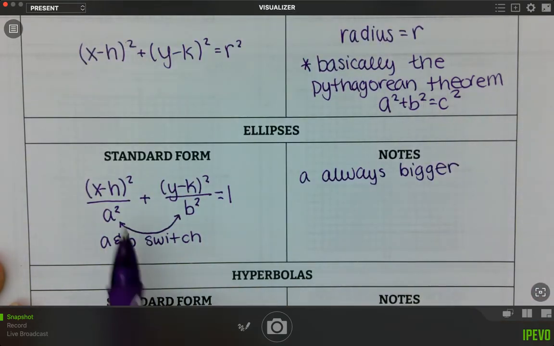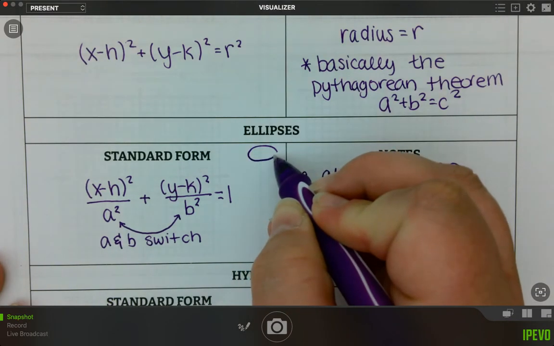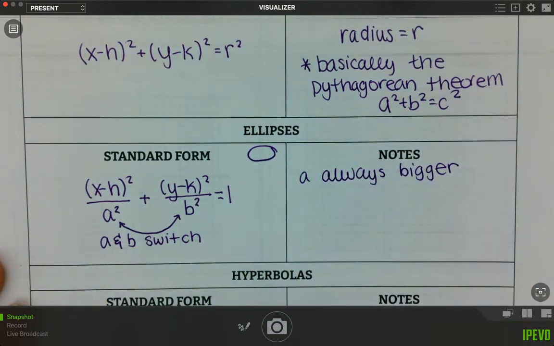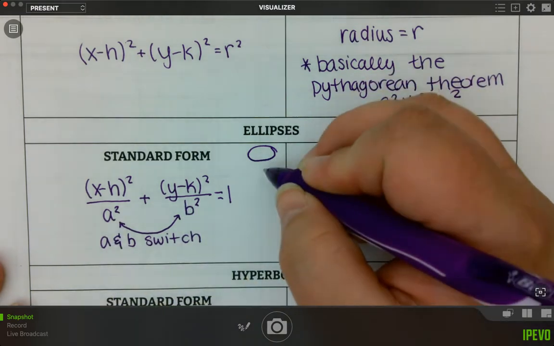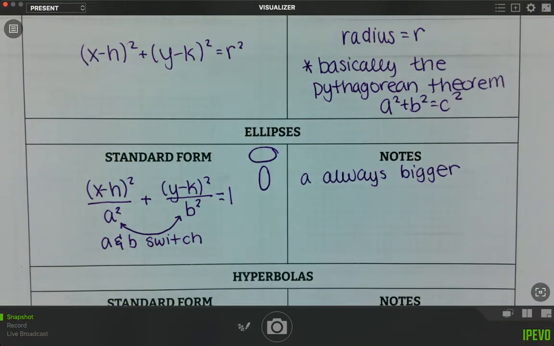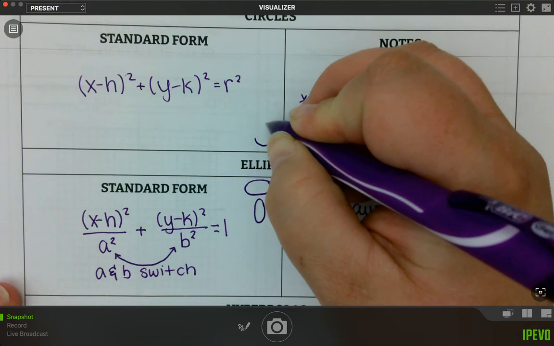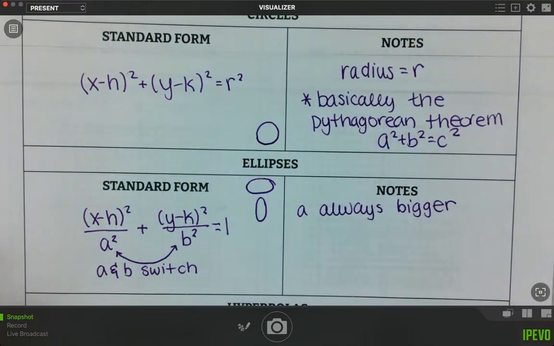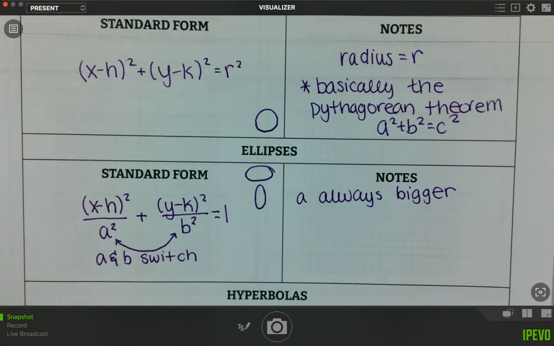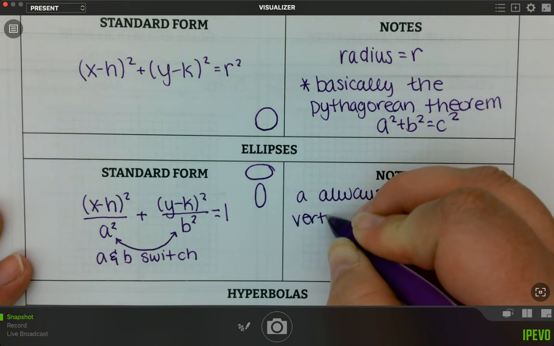If x is first, that's going to be an ellipse like this, where it's longer in the x direction, side to side. If we switched it and a squared moved over here underneath y, that would be more like this. On a circle, the reason it doesn't matter and why they don't have it is because it's perfectly symmetrical all the way around.